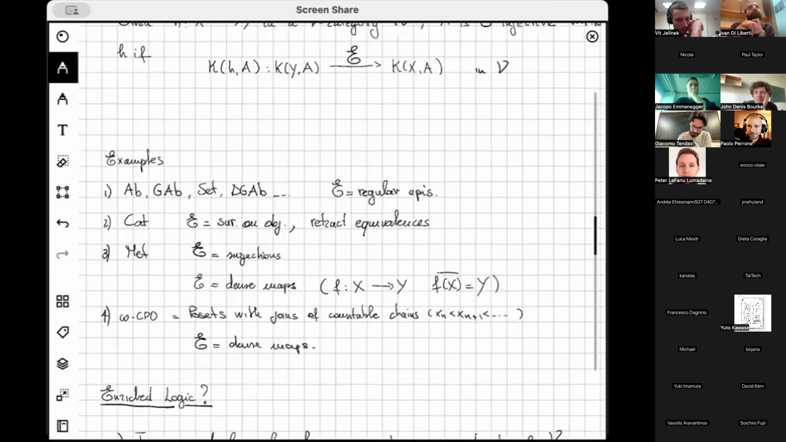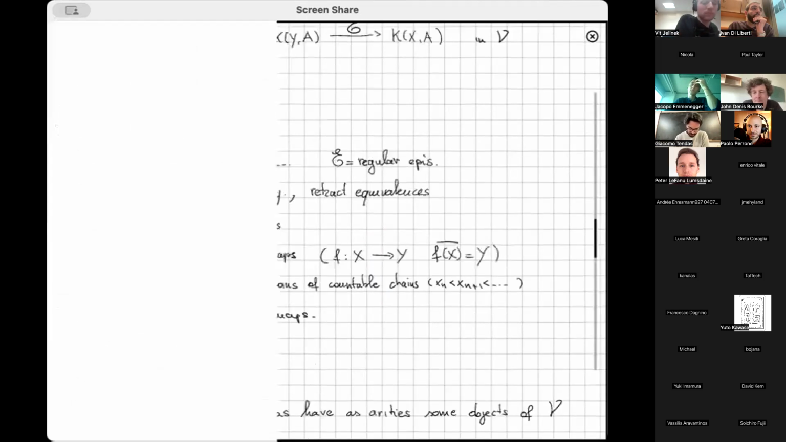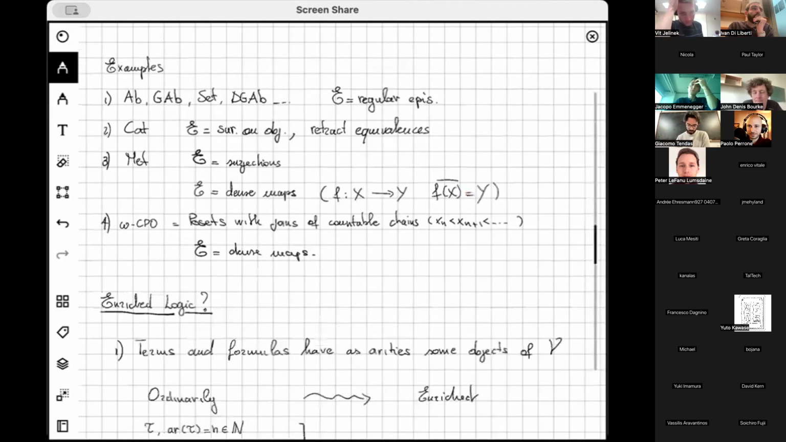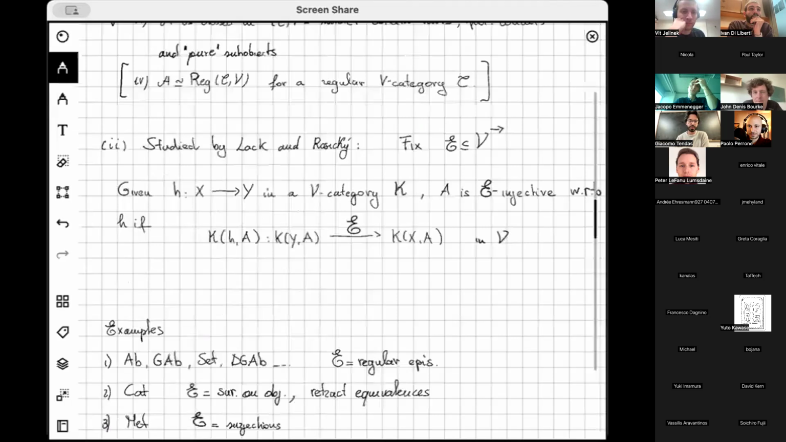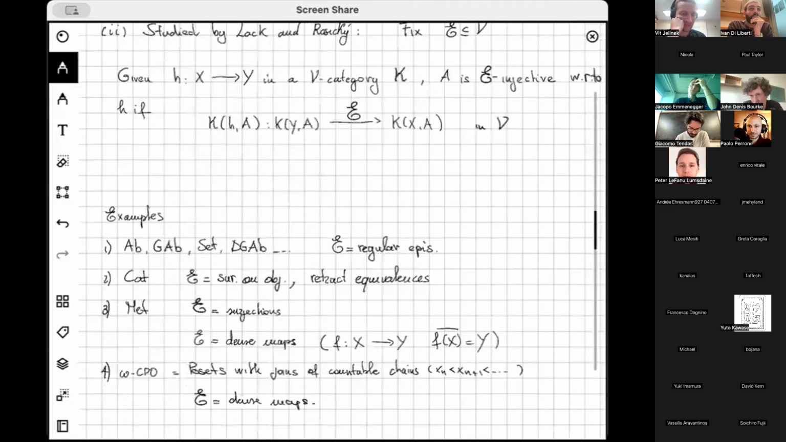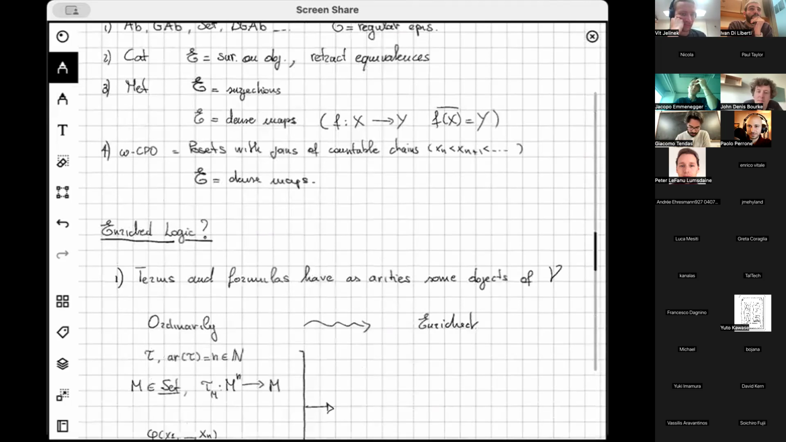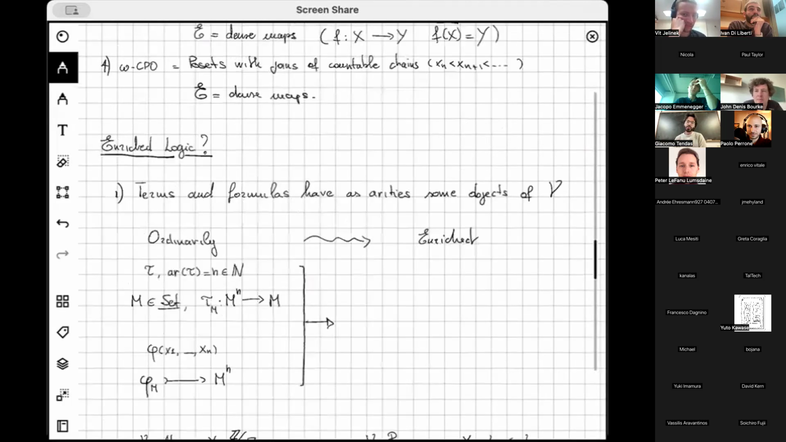Okay, so that's the setting in which Luck and Rosicky work and prove their theorems. In our setting, we'll see it later, but we will need to assume E to be part of a factorization system. And then I will give you some examples. Okay, so how do we do this enriched regular logic? Well, I will not say exactly what we do because that will take too much time. I will give you a flavor of what happens.